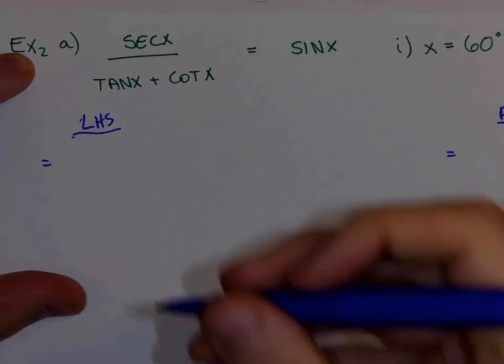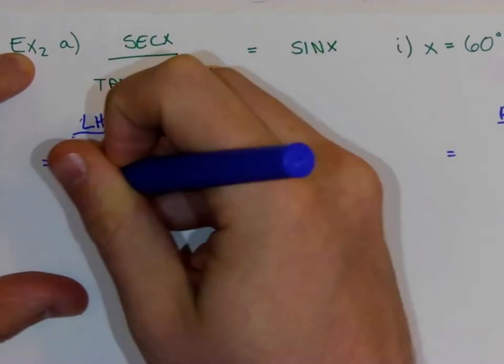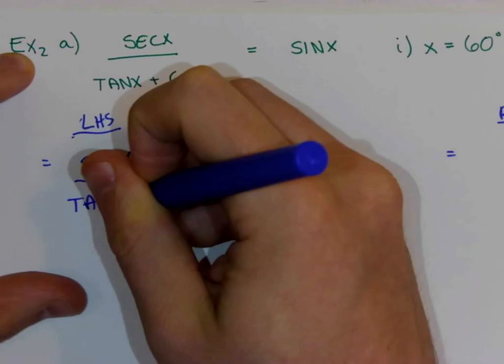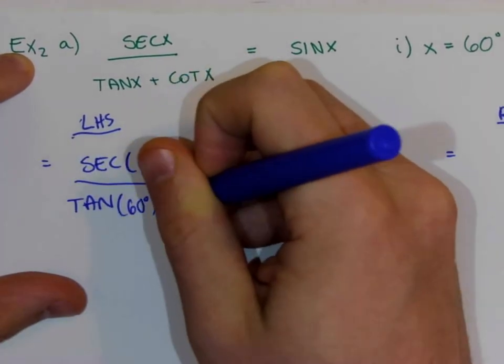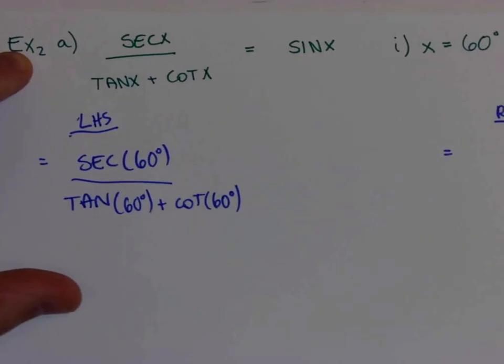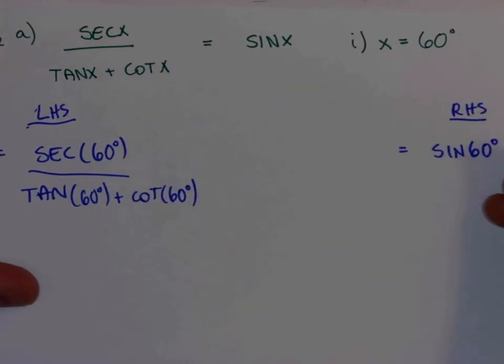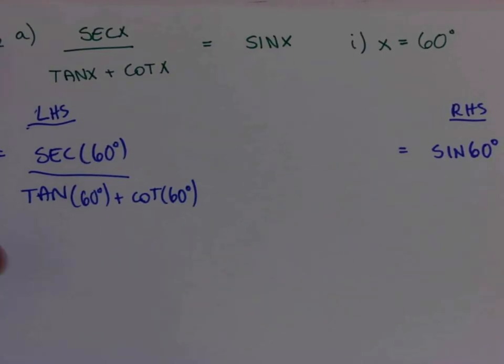Okay, so the left-hand side is secant at 60, all over tan at 60 plus cotan at 60. On the right-hand side, it only wants sine at 60 degrees. Well, where do all those values come from? All of those values come from the good old table.